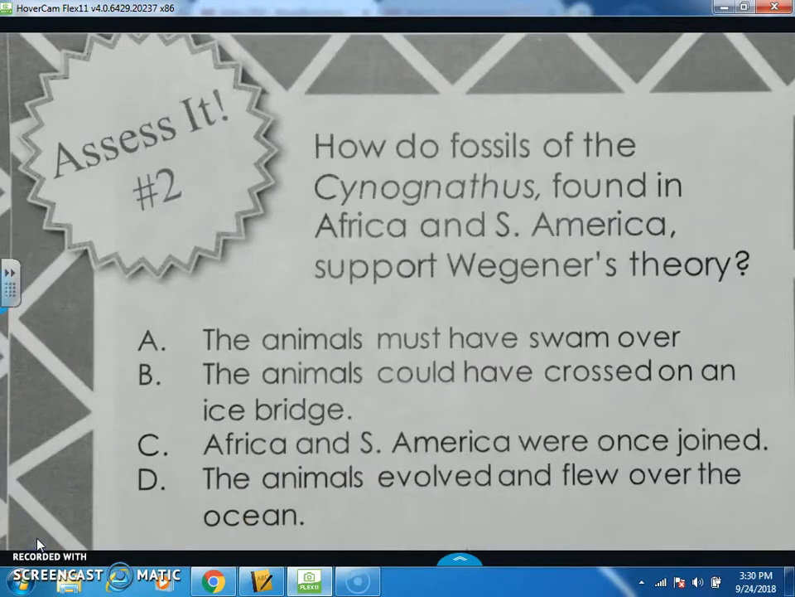Number 2, how do fossils of the Cynognathus found in Africa and South America support Wegener's theory? And the answer is C. Africa and South America were once joined. And if you remember in the study guide, we highlighted that.